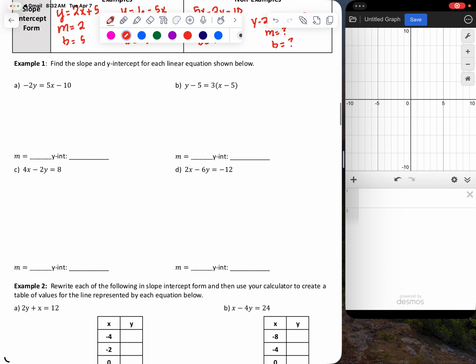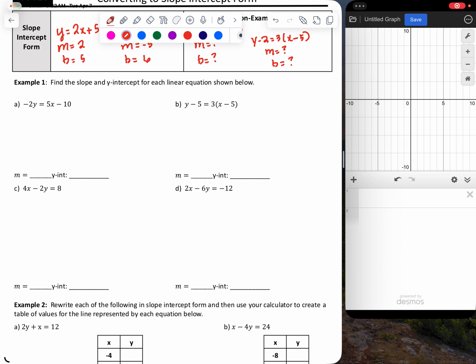So let's look at example 1. It says find the slope and y-intercept for each linear equation shown below. So in problem A, we have -2y is equal to 5x minus 10. This is not in slope-intercept form because the y is not by itself. Now, to get the y by itself, we're going to use inverse operations. So our first term is -2 times y equals 5x minus 10. And the inverse operation of multiply is divide. So I will divide by -2 every single term.